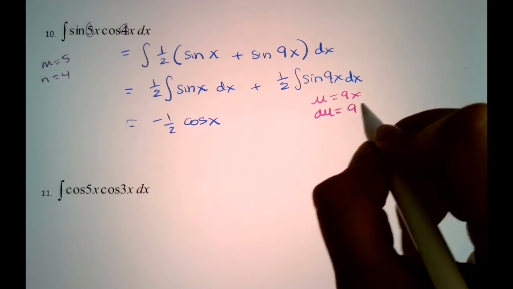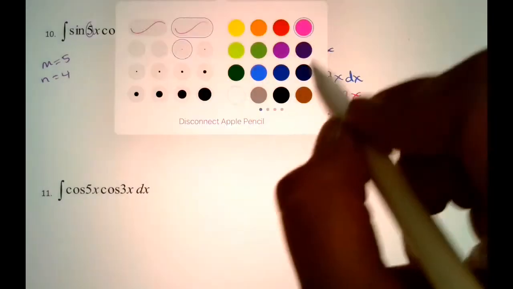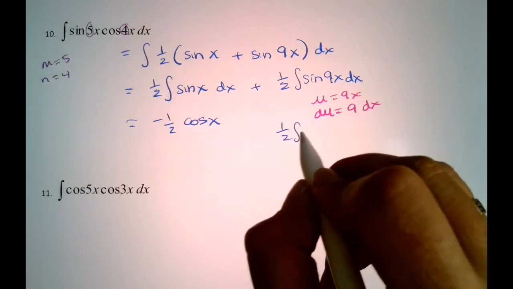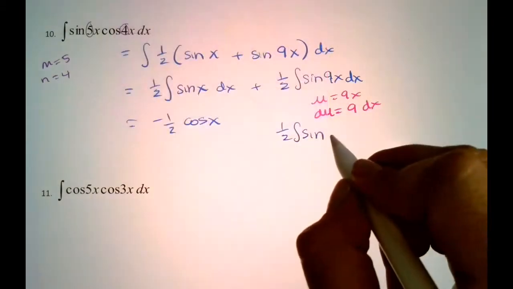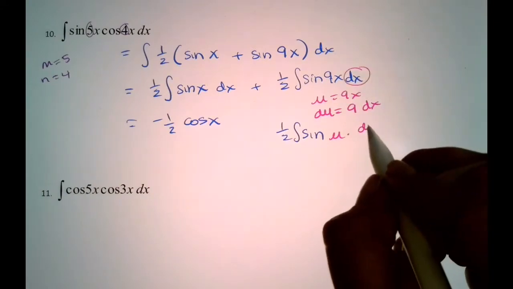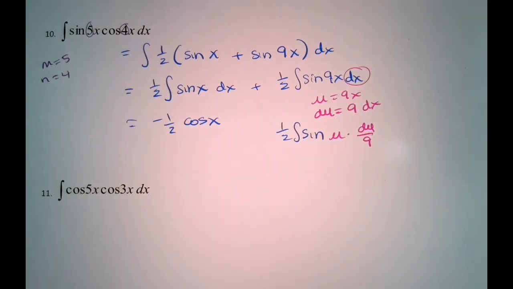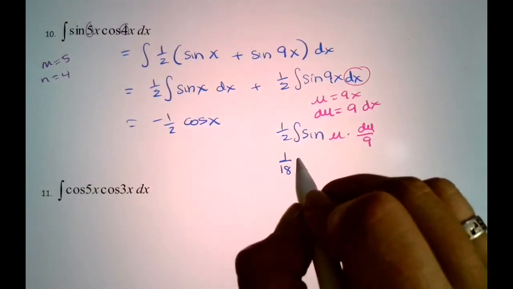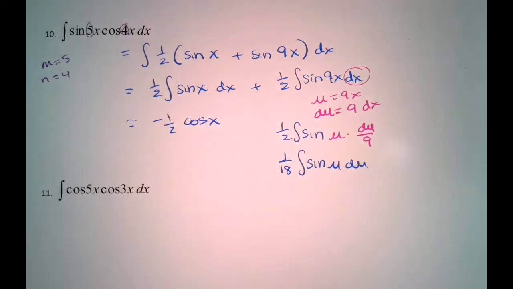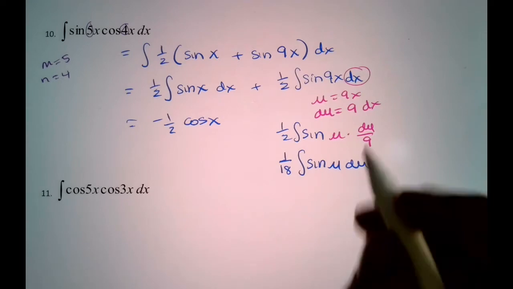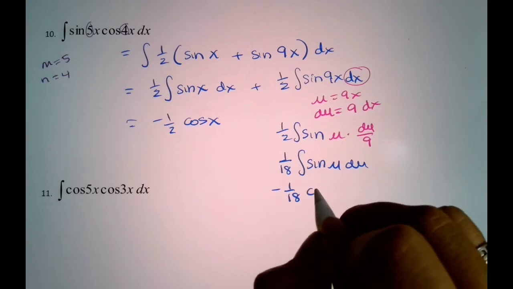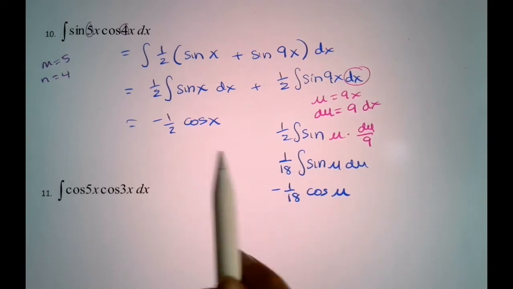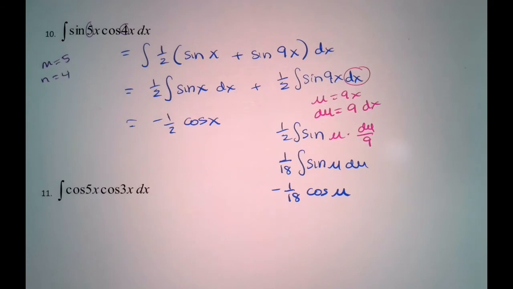Its derivative is 9, and so when I come in here and try to work on this integral, of course I have sine u, and in place of dx, I'm going to legally have du over 9. So this integral transforms into 1/18 sine u du, which again, the integral of sine is negative cosine, so I've got it. It's negative 1/18 cosine u. I'm just going to put these two puzzle pieces together because I should be able to put everything back in terms of the x variable.